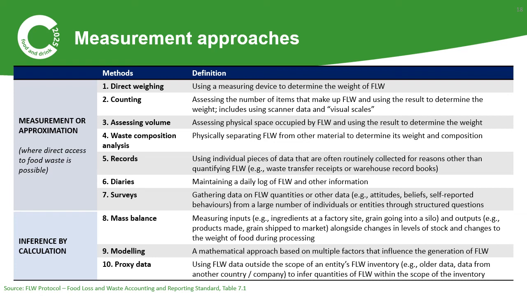Waste composition analysis, where you have food waste mixed with other types of waste potentially. So you need to do some analysis to work out what proportion of that is food. And there's more detail on how to do that, for example, in the Food Loss and Waste Standard. Other types of records or diaries you might be maintaining, for example, waste transfer receipts, which can help you to calculate your food waste over time, or surveys that you might be conducting to get some more qualitative data to work out your food waste as well.